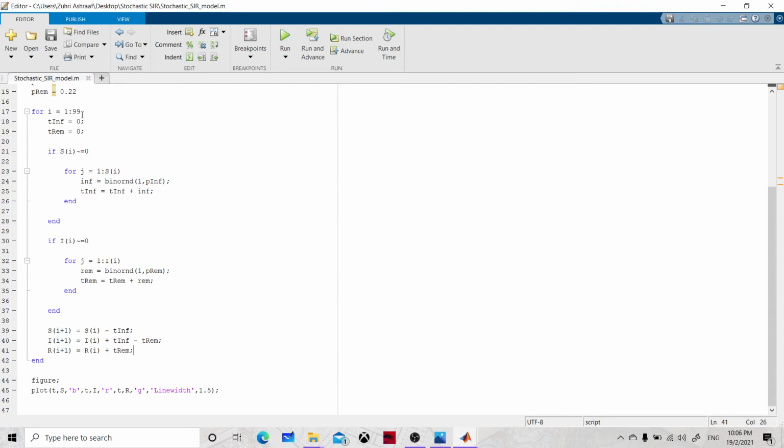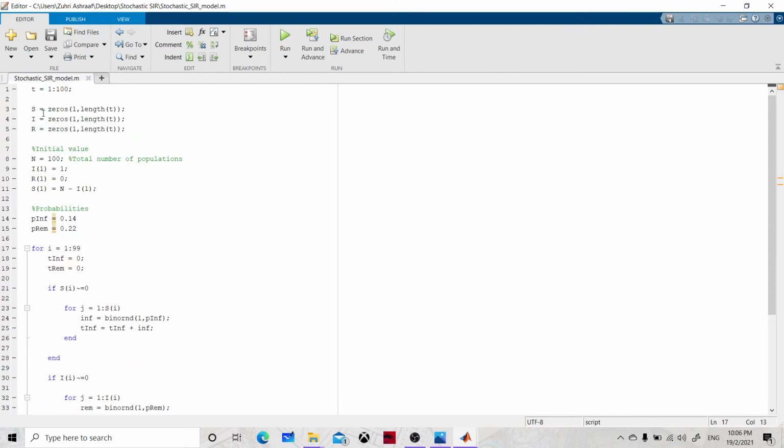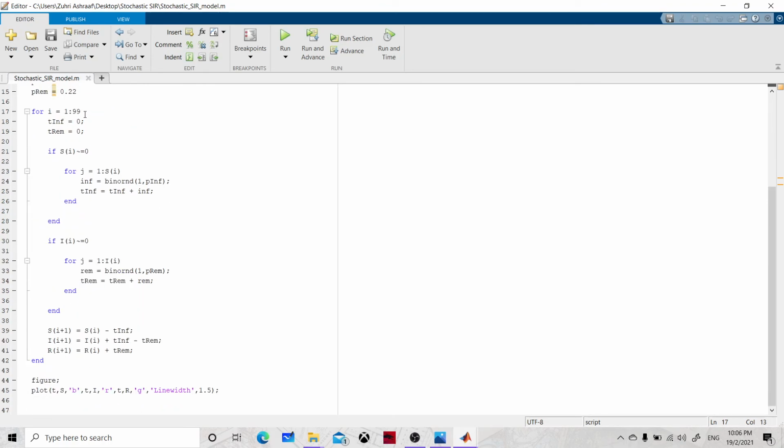Okay, so now I am going to explain why we do this until 99 only. Because as you can see here, 99 plus 1 is 100, and as we all know, our SIR is only until 100. So what if we repeat this until 100? Then 100 plus 1 will be 101, and that will return an error because our S, I and R are only until 100. Okay, so after we've done all that, we will plot our graph.